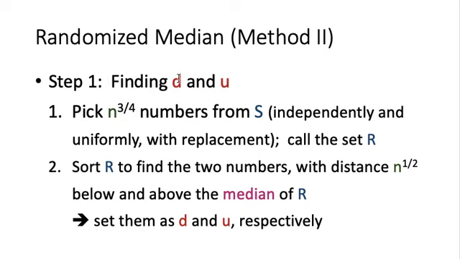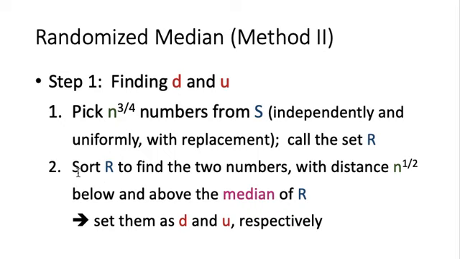So step 1 is to find D and U. So how do we do so? First of all, we are going to select a small portion of numbers from S. So S has n numbers, but we select much fewer numbers from S, n to the power 3 over 4. So it is really much smaller than the original set size n. And the selection here is done by uniformly picking a number from S with replacement. We call the resulting set R. So R contains n to the power 3 over 4 numbers, and possibly with repetition. So some numbers may be repeating.